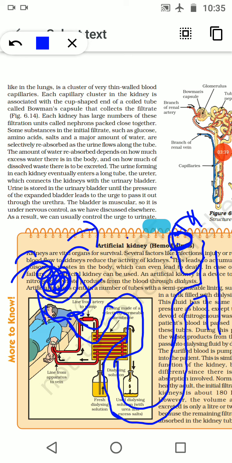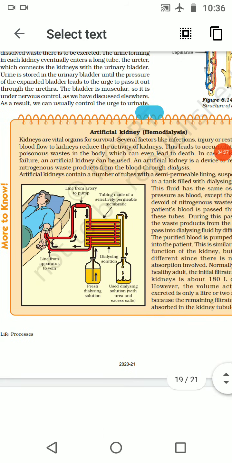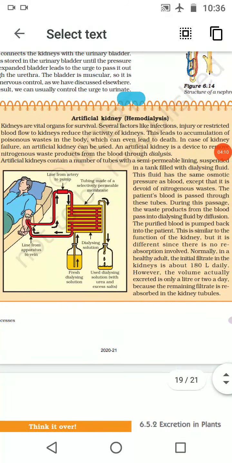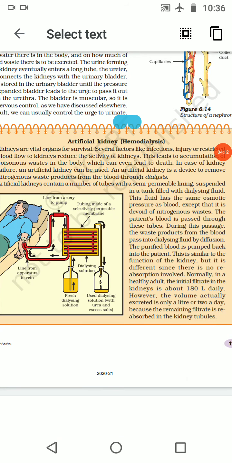Urine forming in each kidney eventually enters the long tube, the ureter, and after that it enters the urinary bladder. Urine is stored in the urinary bladder until the pressure of the expanded bladder leads to the urge to pass the urine. The urinary bladder is under nervous system control. It is a muscular organ, so it will enlarge, and once required, the urine will pass through.